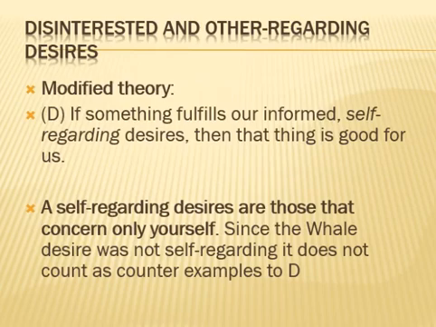And in this vein, though, they're going to modify their theory a little bit to D. So they're going to talk about self-regarding desires. From A and B, they're going to add two things. One, informed desires, so it's not based on false beliefs. And another one is self-regarding desires. So if something fulfills your informed self-regarding desires, then that thing is good for you. A self-regarding desire is that which is concerned for yourself. And so, since the desire for the whale's well-being was not a self-regarding one, it doesn't count as a counterexample to D. And D is the one that's important. It has to be self-regarding, they'll say.